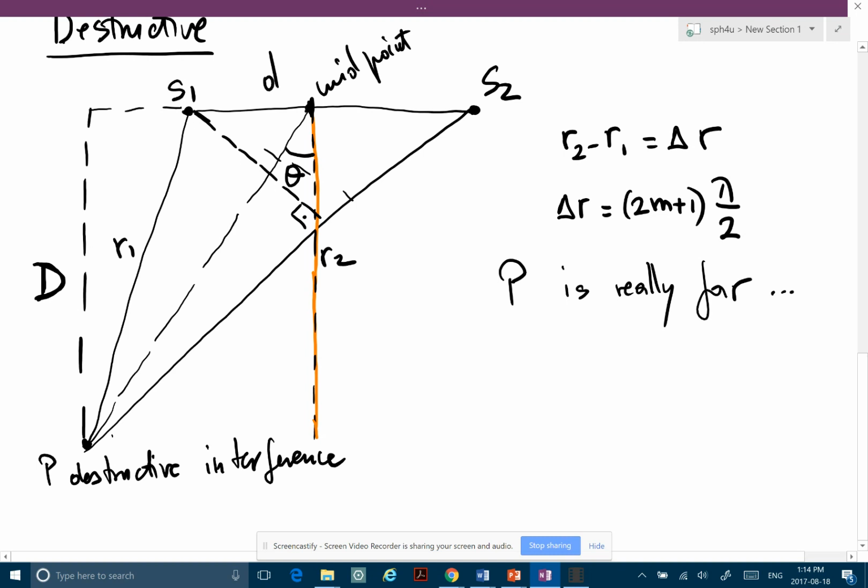So we're trying to find again the difference in path with respect to the distance between the two sources. We are going to use, and remember, this is an approximation that we use for a point P that is really far from the two sources. So if we do that, then delta R is actually just this side here, right? The difference between R2 and R1.